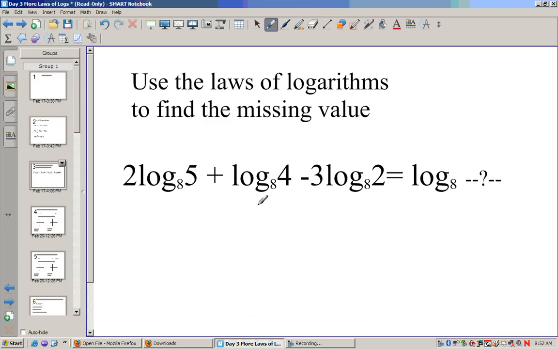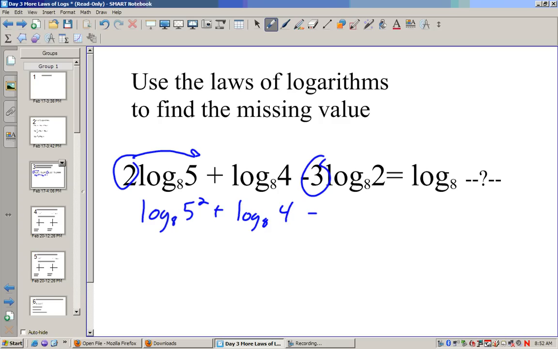So for instance, if we want to simplify this, notice that they all have the same base, so we can use our rules. This 2 can come up as an exponent, so this would be log base 8 of 5 squared plus log base 8 of 4 minus this again can go up into the exponent, log base 8 of 2 to the third power. Now here we can just simplify it. Forgot my base 8 down there.